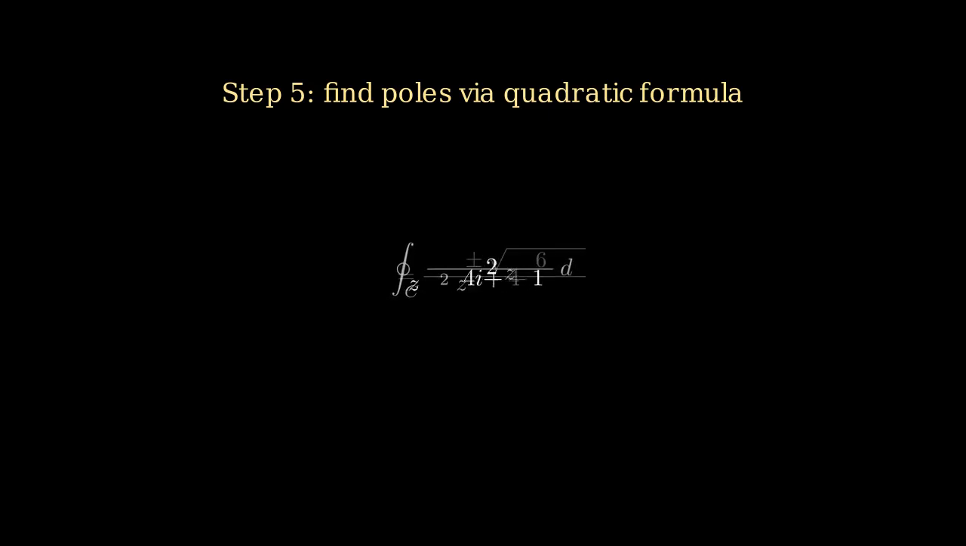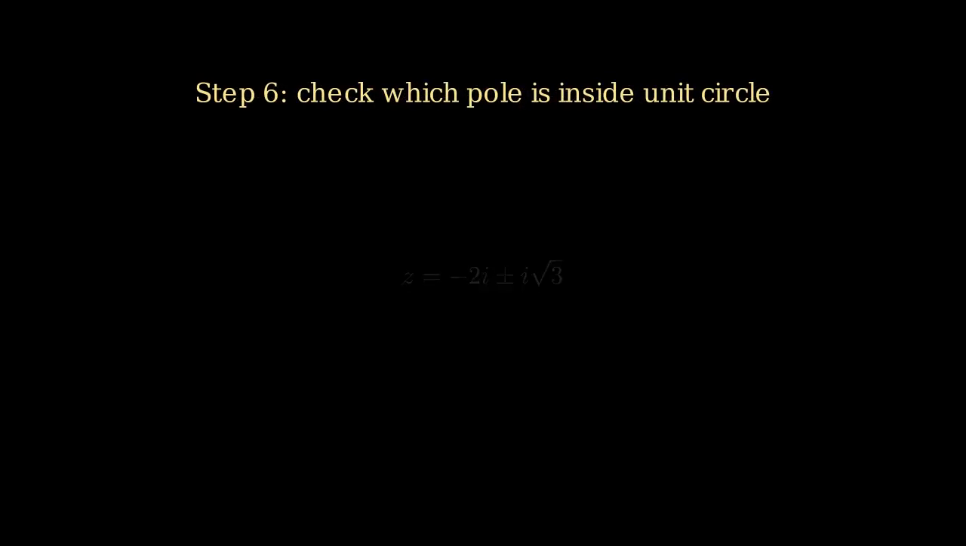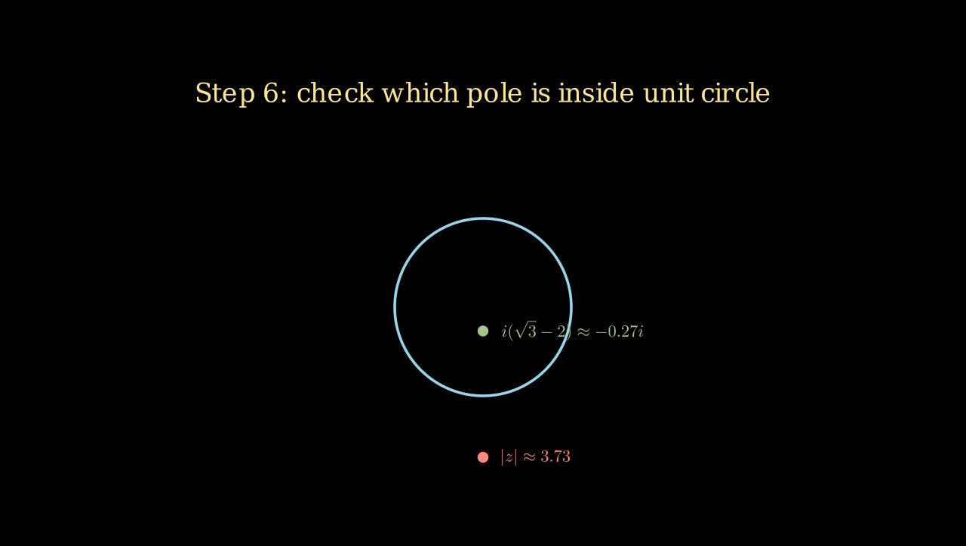Step 5. Find the poles using the quadratic formula. z equals (negative 4i plus or minus the square root of (negative 16 plus 4)) over 2, which simplifies to negative 2i plus or minus i root 3. Step 6. Check which pole lies inside the unit circle. One pole is at i times (root 3 minus 2), approximately i times negative 0.27 with magnitude approximately 0.27, which is inside. The other pole has magnitude approximately 3.73, which is outside.